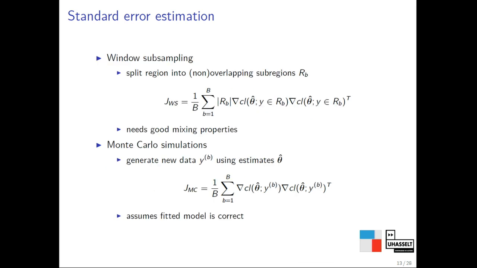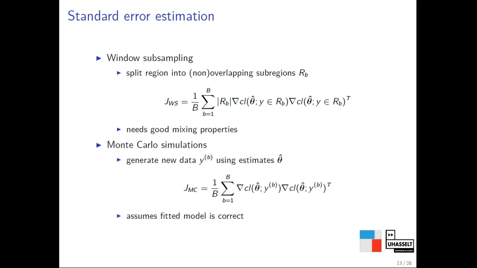So for spatial data, normally you can try to use 2 different methods. The first is window subsampling. So you subsample over regions of your whole data, and then you calculate the score functions over the subregions and multiply by the size of the subregion and sum over all the subregions. And these regions can be overlapping or non-overlapping. And you need good mixing properties for this to work.